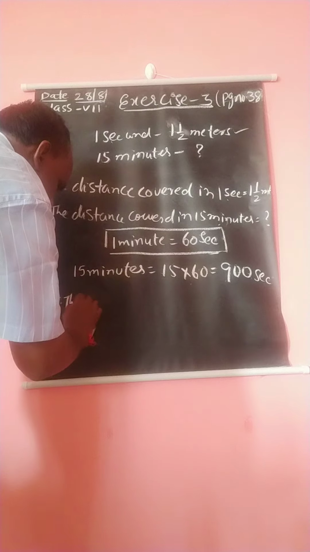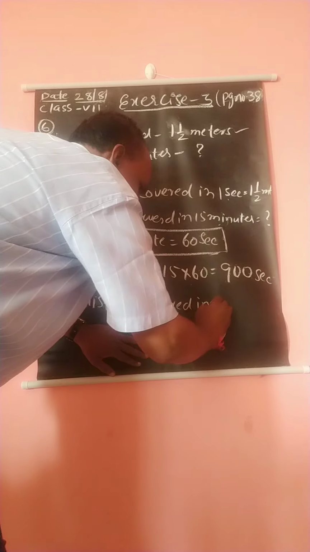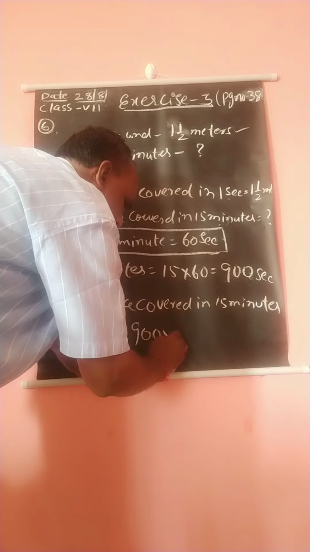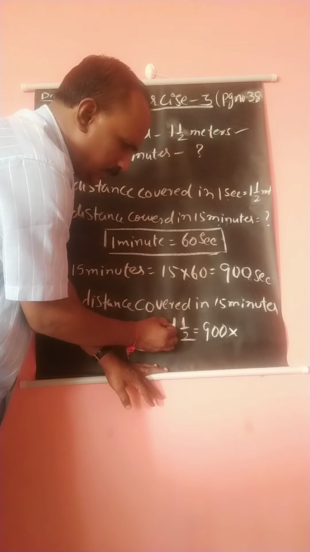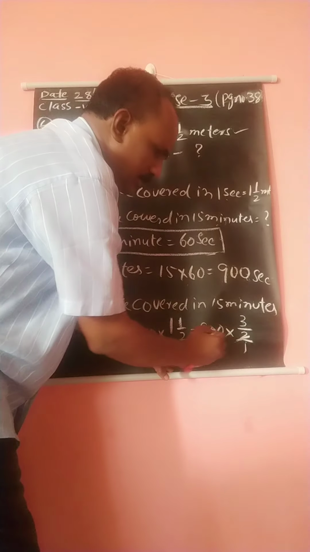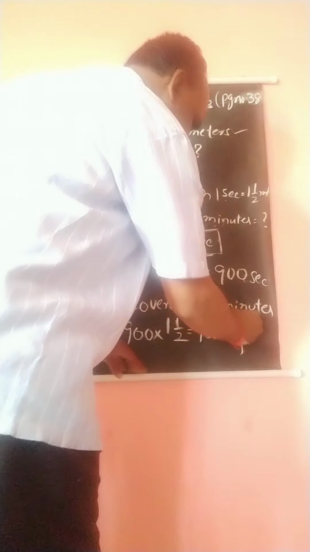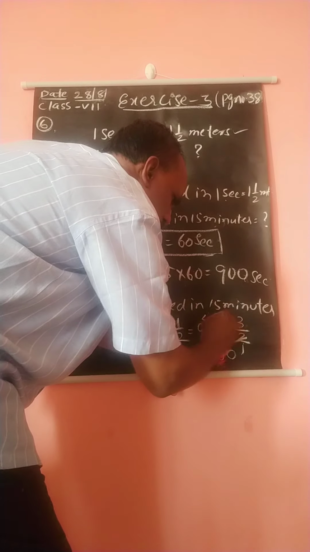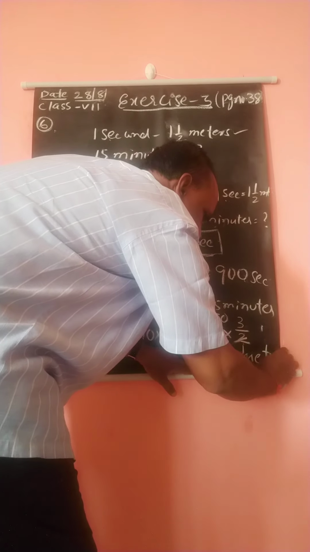Therefore the distance covered in 15 minutes is equal to 900 into 1.5. 1.5 is 3 by 2. 2 ones are 2, cancel the denominator 2, 2 ones are 2, 450. 450 into 3: 3 fives are 15, 3 fours are 12 plus 1 is 13. So 1350 meters.